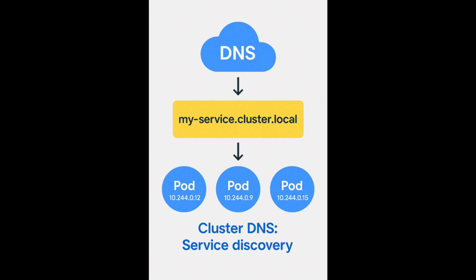Kubernetes also provides a built-in DNS system. Every service gets a DNS name, like myservice.cluster.local, so pods can easily discover and communicate with each other.